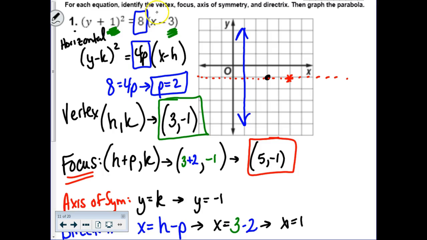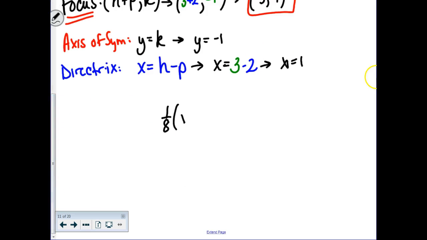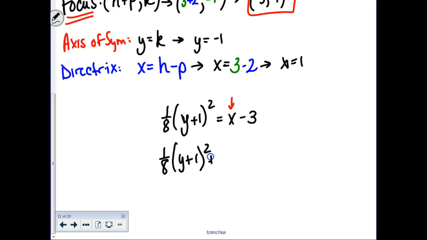So what would be your first step in trying to isolate this x? How are you going to move this 8 over? You are technically dividing by 8, but how are we going to write that? Yeah, you're multiplying it by 1/8. So it's 1/8 times (y plus 1), quantity squared, equals x minus 3. Now there's no parentheses anymore. So what's your final step in solving for this x? Adding 3 to both sides. Very good. So you get 1/8 (y plus 1) quantity squared, plus 3 equals x.